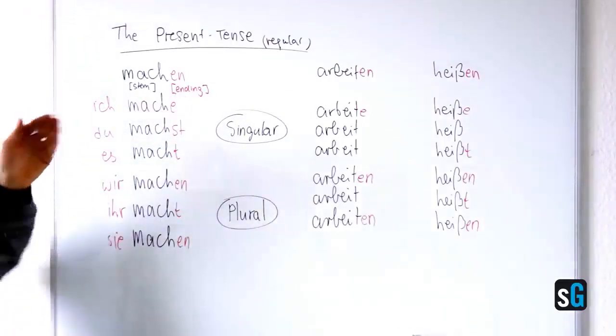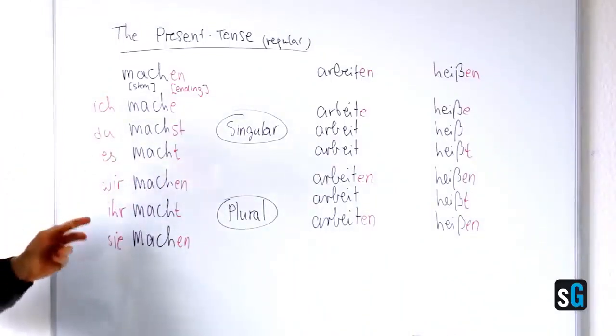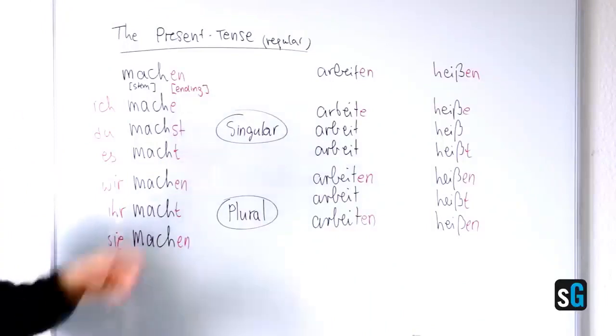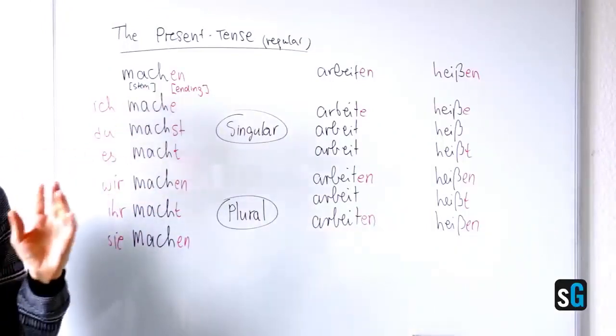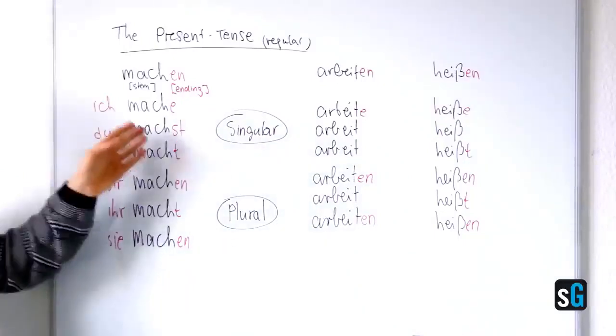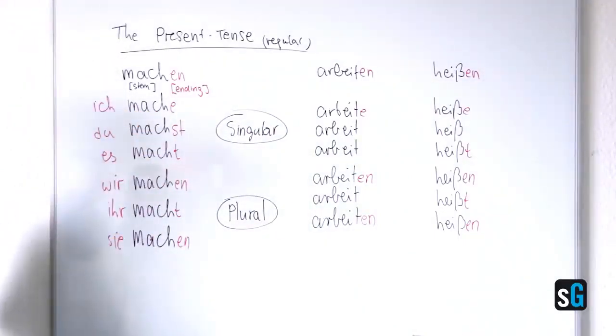And you can see here, du machst, er macht, wir machen, ihr macht, sie machen. These endings are all the same throughout German. Even in the past tense you will find most of these. So please learn them thoroughly and you will not have any trouble with this.